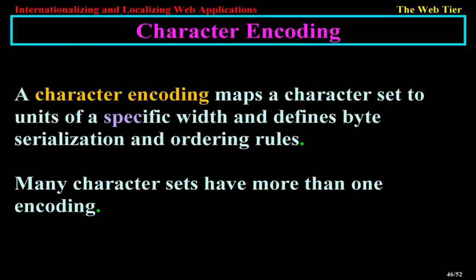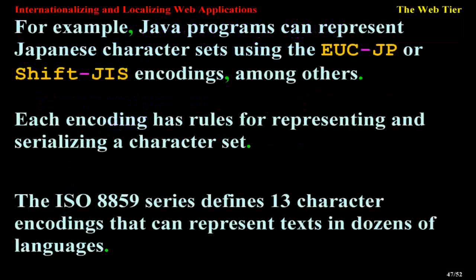Character encoding. A character encoding maps a character set to units of a specific width and defines byte serialization and ordering rules. Many character sets have more than one encoding. For example, Java programs can represent Japanese character sets using the EUC-JP or Shift-JIS encodings, among others. Each encoding has rules for representing and serializing a character set.